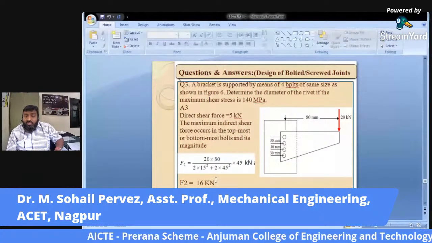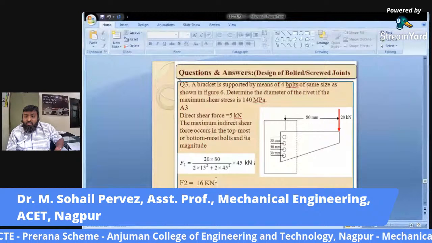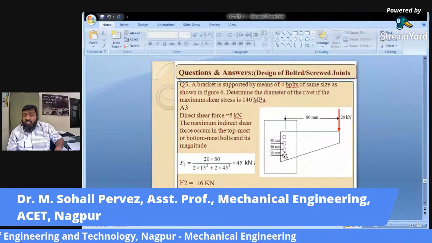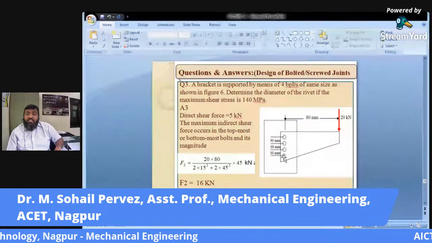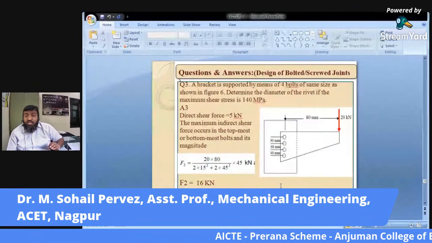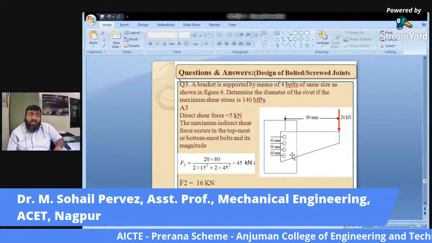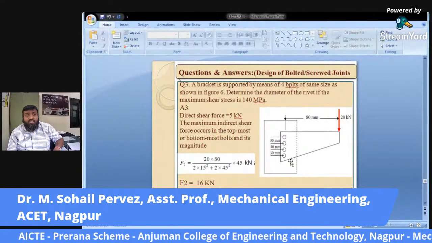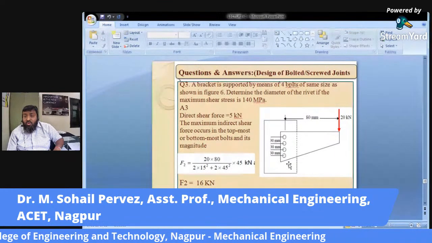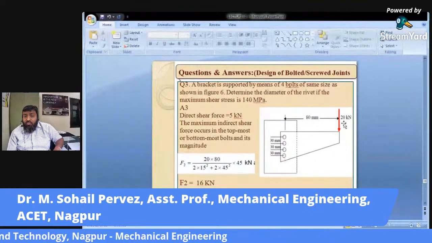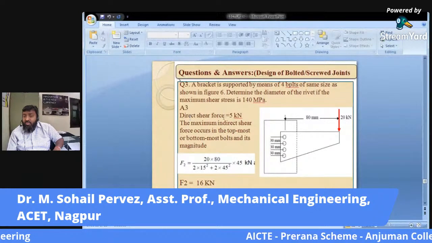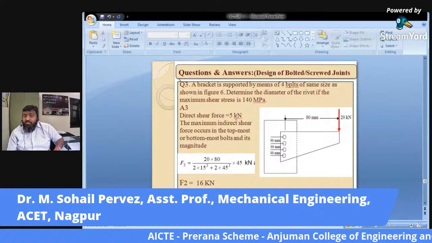Now, since all the bolts are placed in line, CG will lie at the center. The basic element is the CG, center of gravity, finding the center of gravity of the riveted or bolted system. In that case, this load of 20 kilonewton will be shared by all these 4 bolts. So the direct shear stress, no doubt about this, is 20 divided by 4, 5 kilonewton.